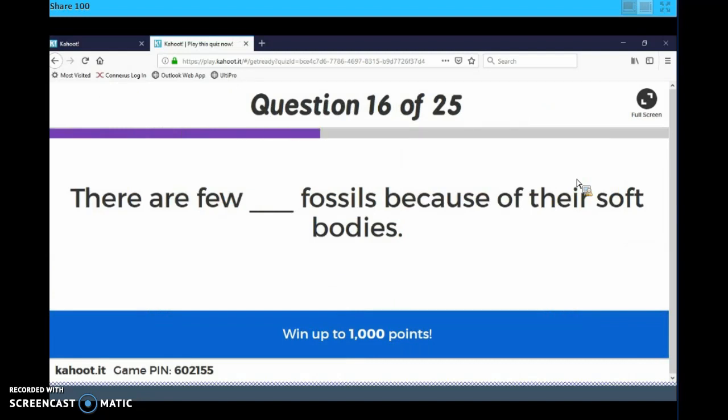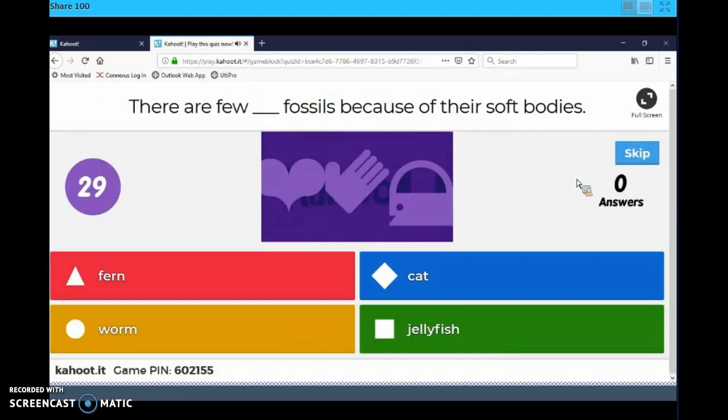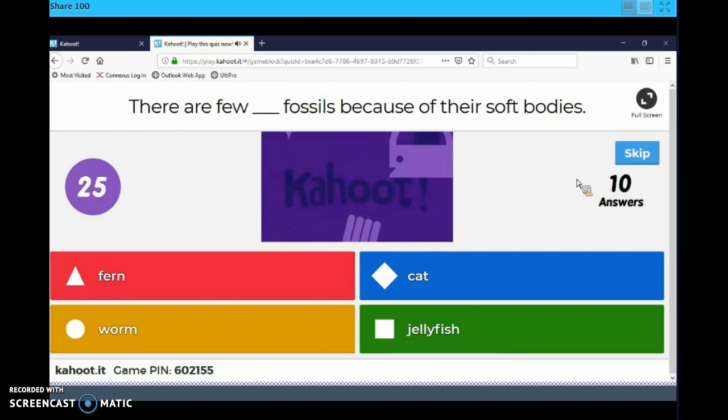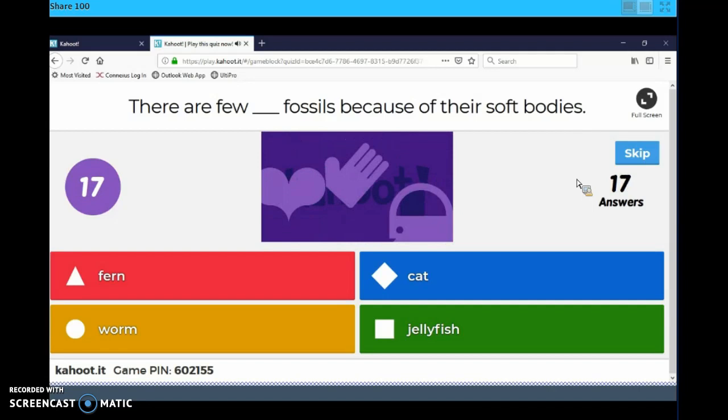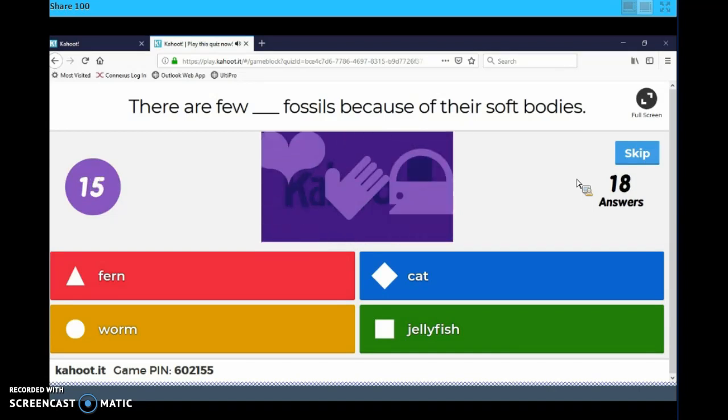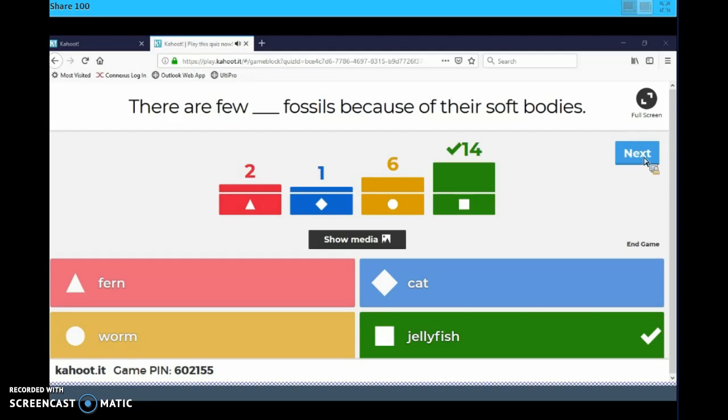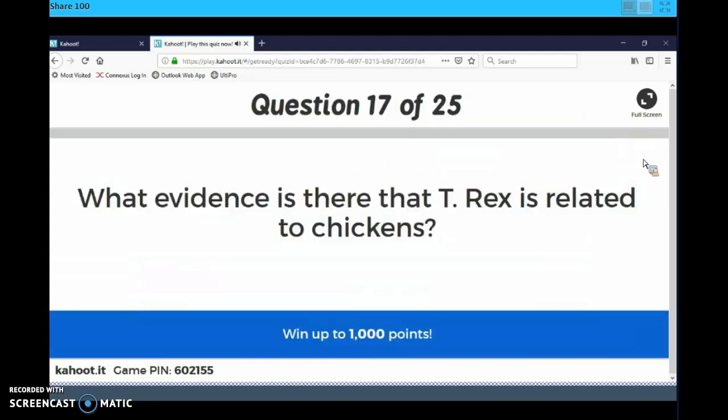There are few blank fossils because of their soft bodies. And those are jellyfish. Few jellyfish because of their soft bodies. They don't tend to form fossils well.